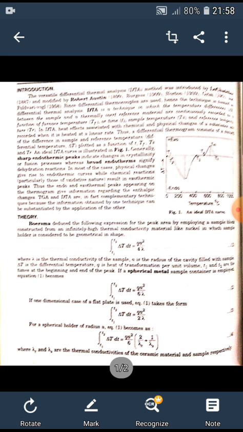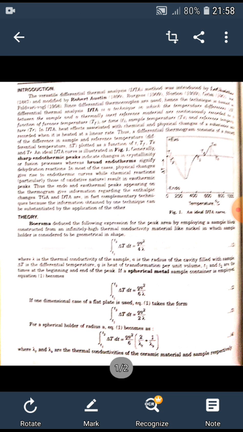Thermogravimetric analysis and differential thermal analysis are complementary techniques because the information obtained by one technique can be substantiated by the application of the other. Theory of differential thermal analysis.